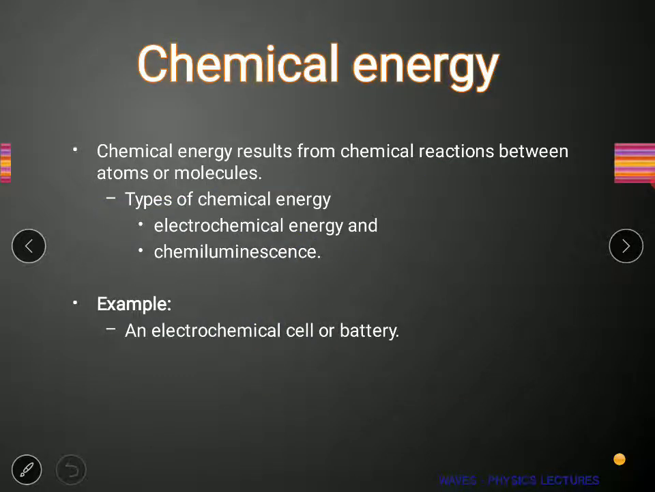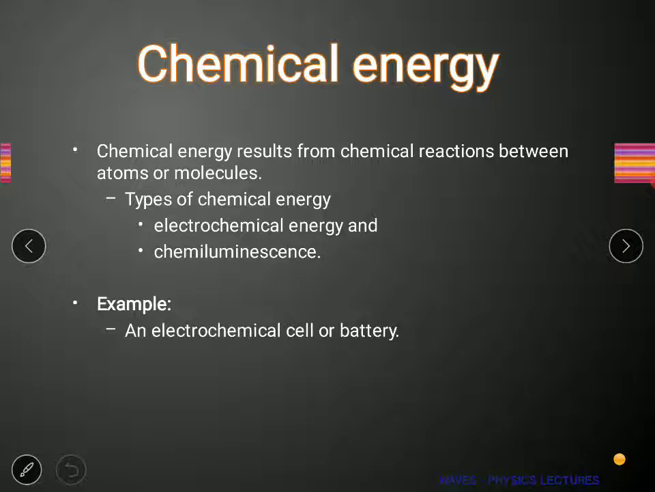Next is the chemical energy. Chemical energy results from chemical reactions between atoms or molecules, and there are different types of chemical energy. If you have heard about the term luminescence, under luminescence we have different categories like photoluminescence, fluoroluminescence, chemiluminescence, electroluminescence, cathodoluminescence, and so on. In this we have something called chemiluminescence, which means you are going to get an output in the form of light.